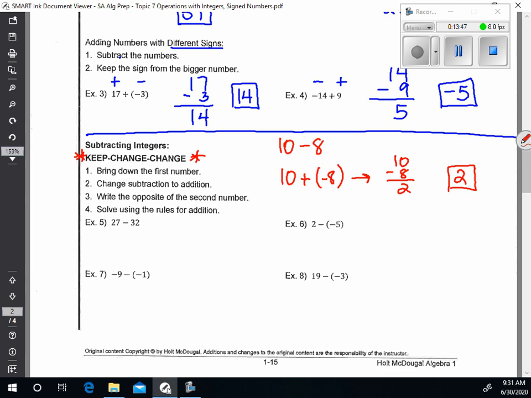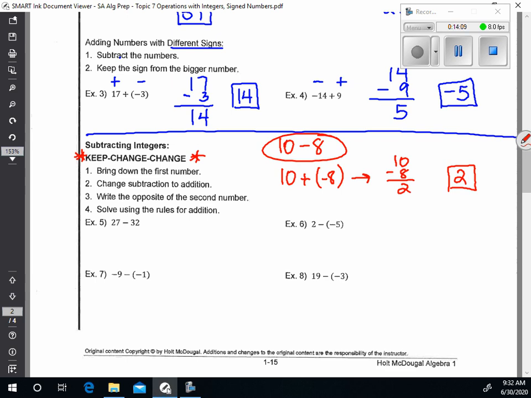So once again, I don't expect you to do keep, change, change for something like 10 minus 8. You shouldn't need to. That's a basic fundamental math concept. If you need to, though, that's fine. So now let's work some other examples.